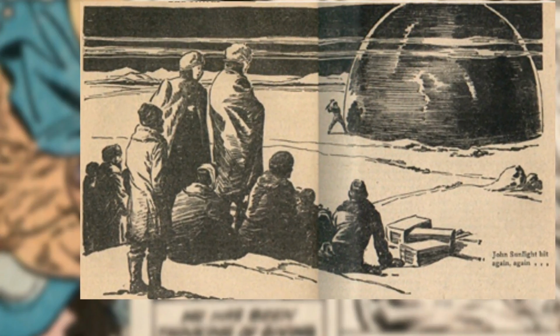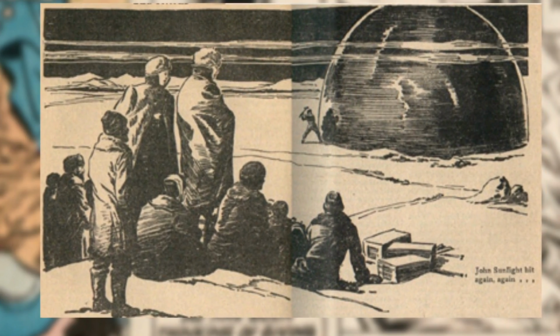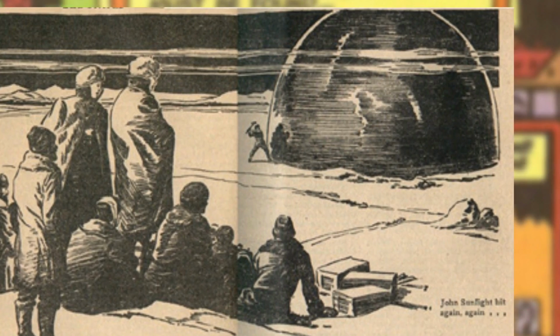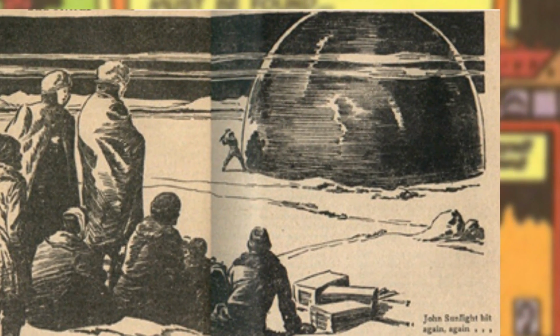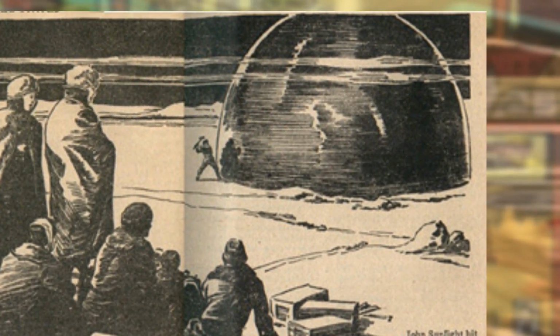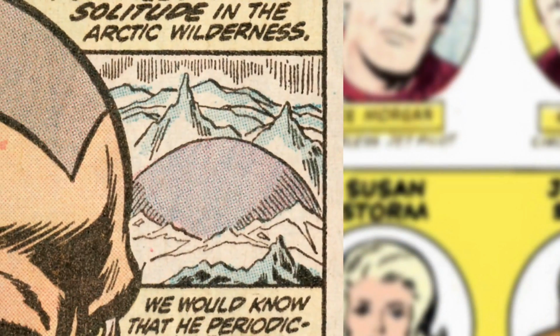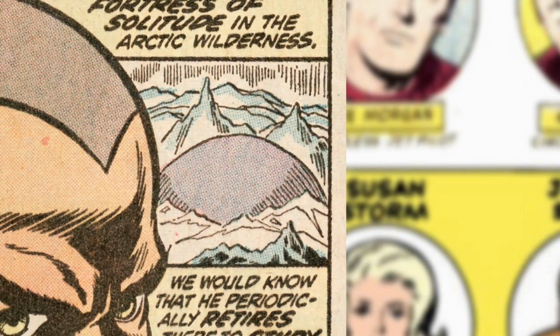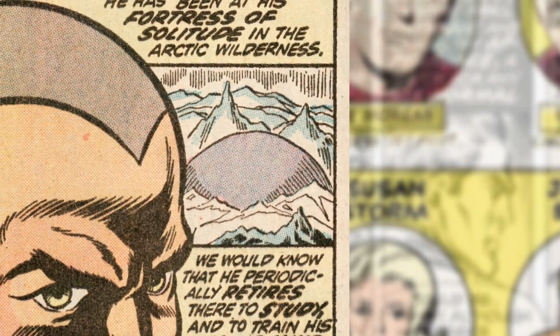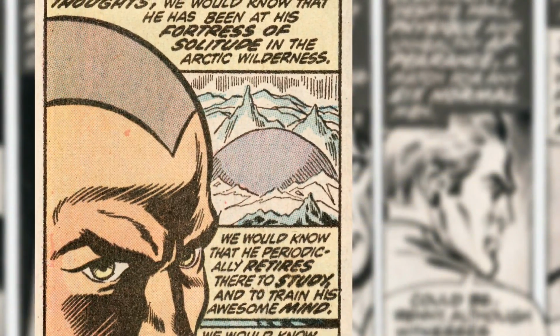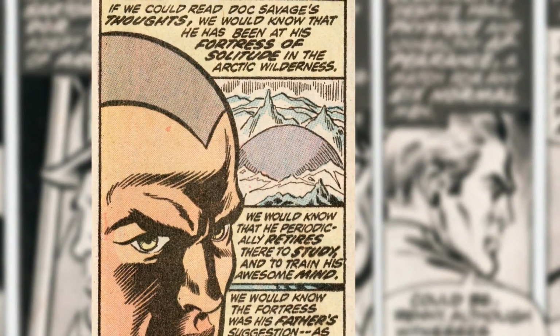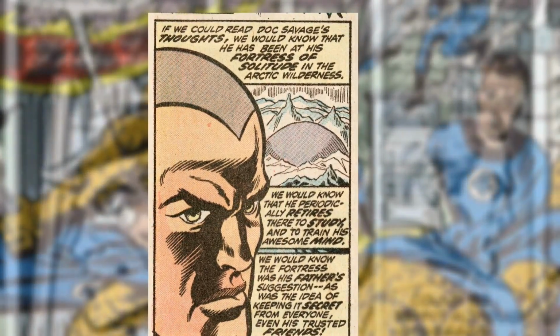As far as the examples discussed for Doc Savage's similarity to Superman, there are a couple more than the few described above. First, Doc Savage was known to have an Arctic fortress of solitude in his 1930s pulp adventures. Here's an illustration from 1938 showing its distinctive shape and size. And here's another image of it from Marvel's Doc Savage 1, 1972, again as an impenetrable hemisphere above snow and ice. It was said that he retired there to study and to train his awesome mind.